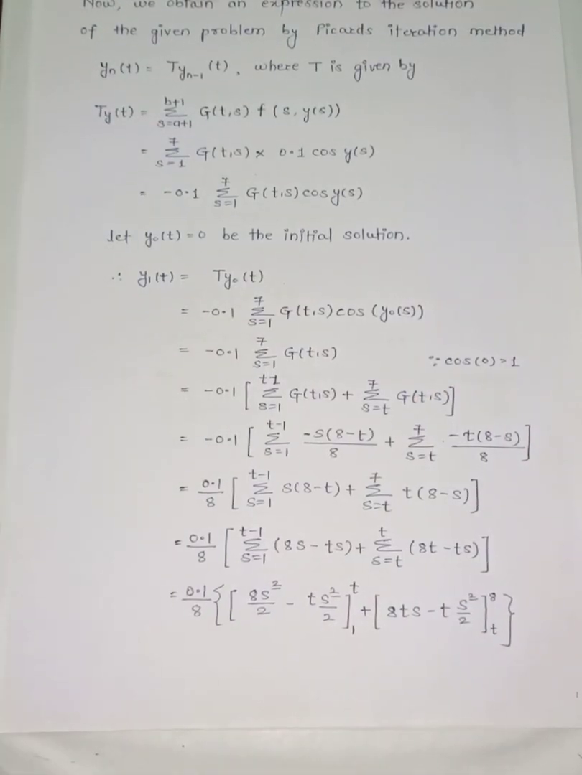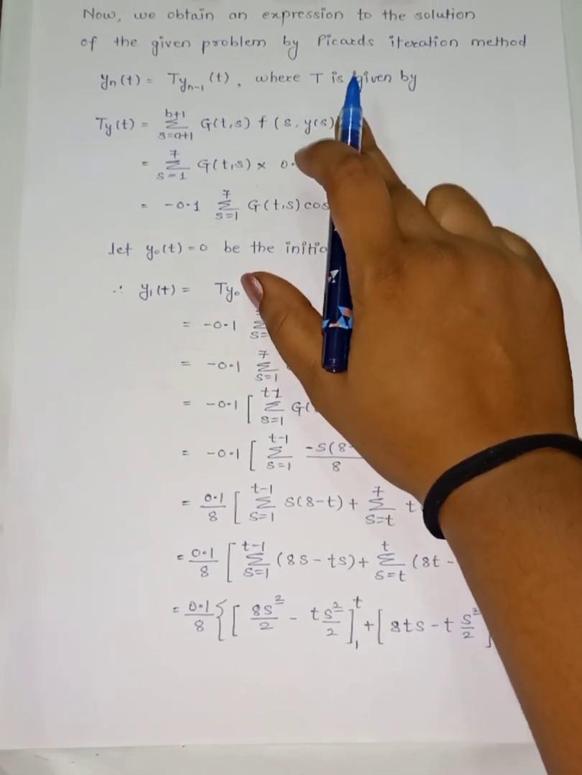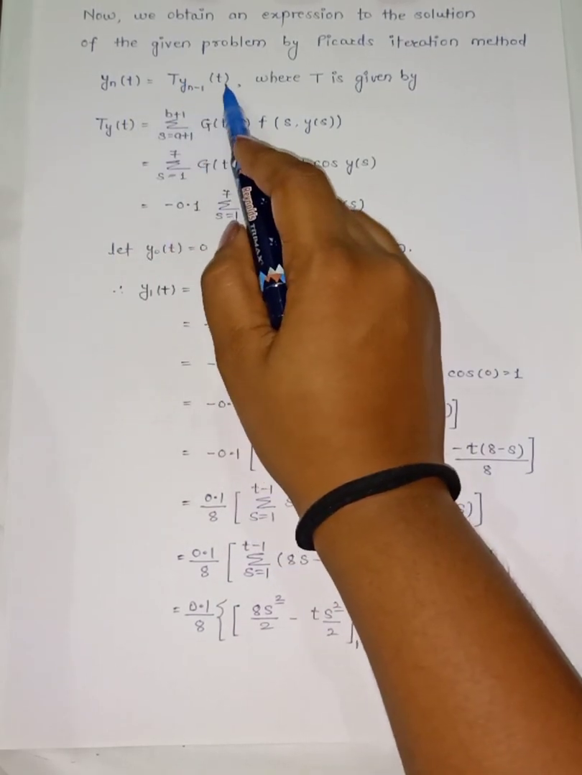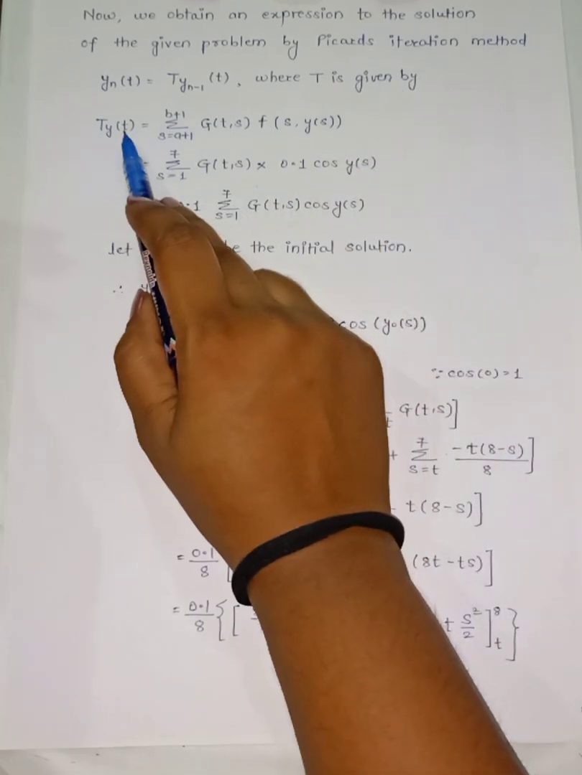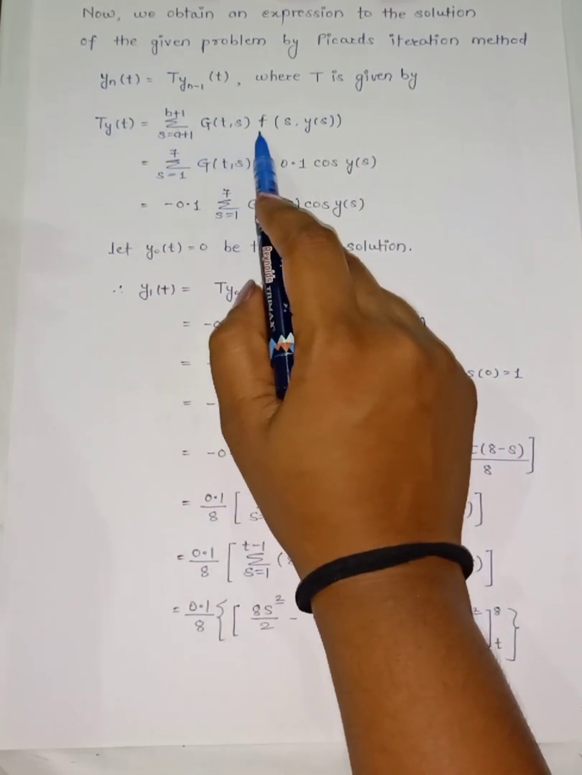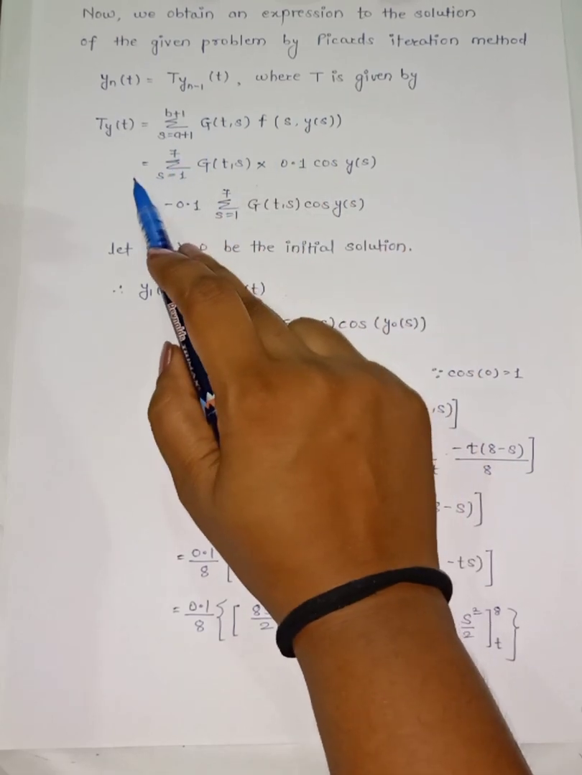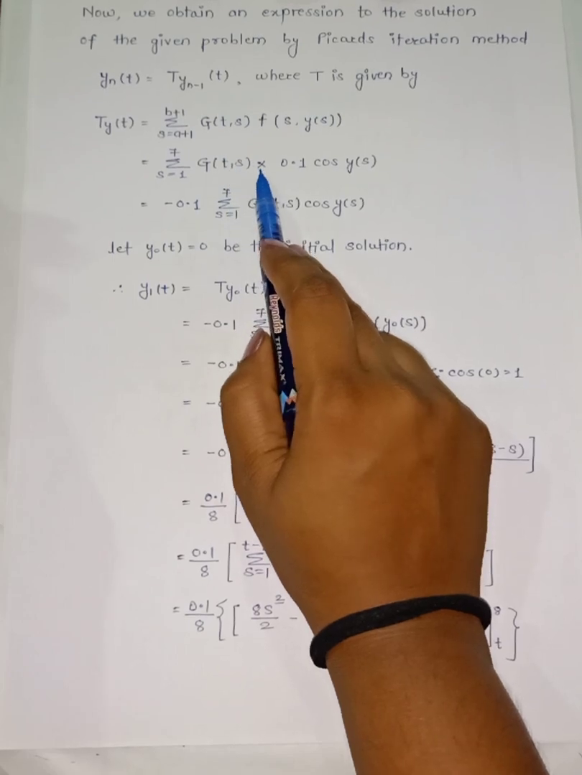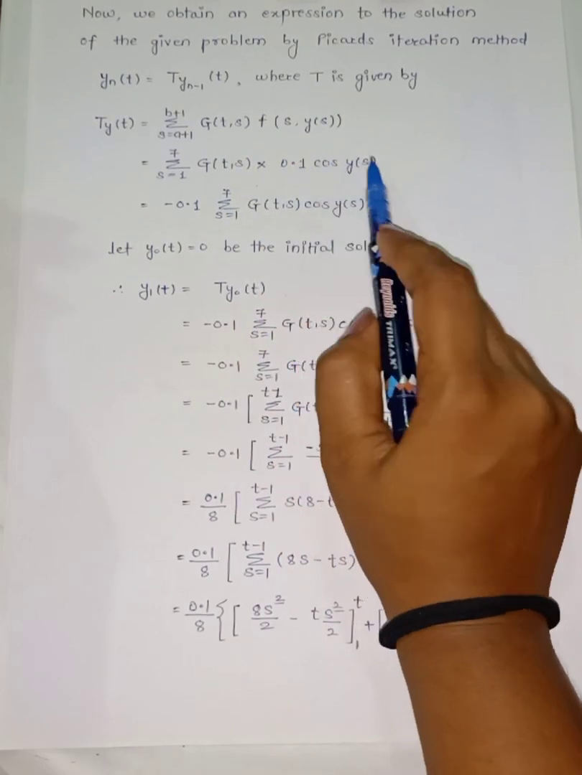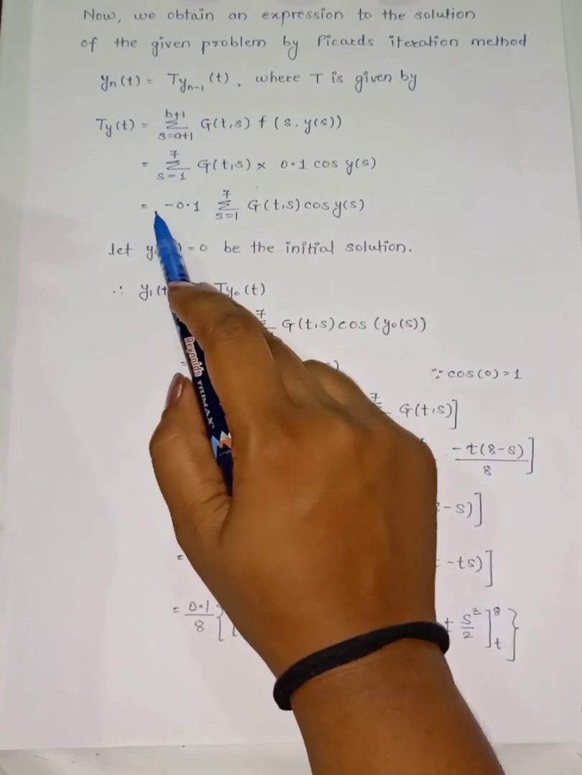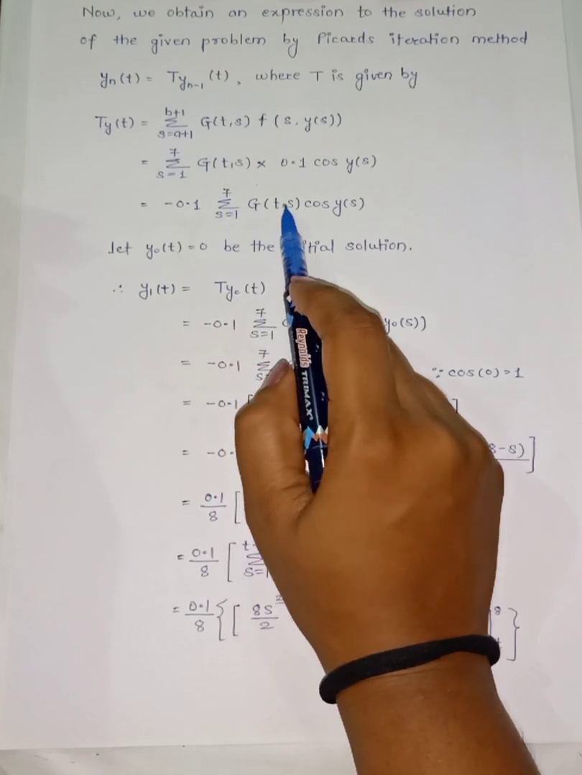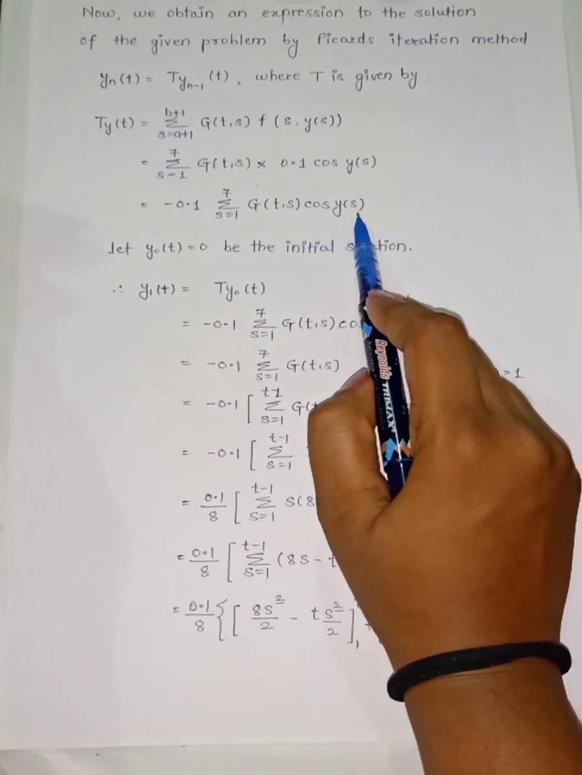Now we obtain an expression for the solution of the given problem by Picard's iteration method. So yn of t equals T applied to yn minus 1 of t, where T is given by T y of t equals summation g of t,s f of s and y of s, that is equal to summation from s equals 1 to 7 g of t,s into 0.1 cos y of s, that is equal to minus 0.1 summation from s equals 1 to 7 g of t,s cos y of s.